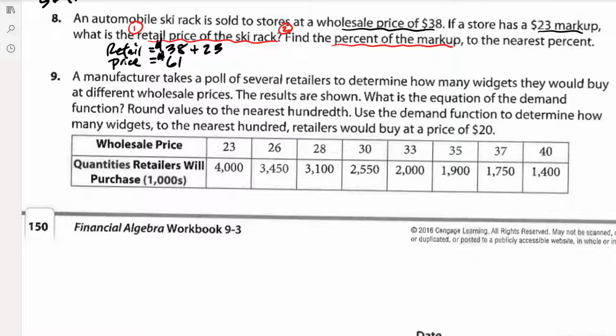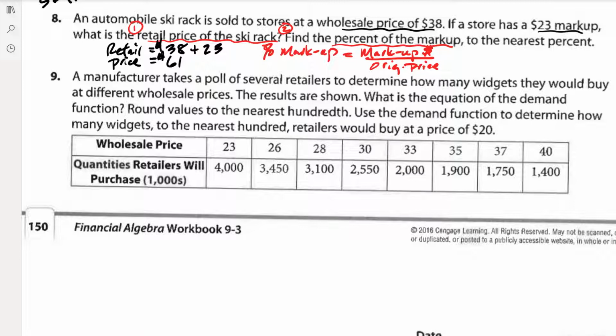Now, number 2 says find the percent of the markup. You've got to remember, percent markup is a percentage, and percentages are always taking the portion or the part divided by the original, or the original price in this case. So the percent markup in general is always equal to the markup in dollars divided by the original, or what's called the wholesale price.